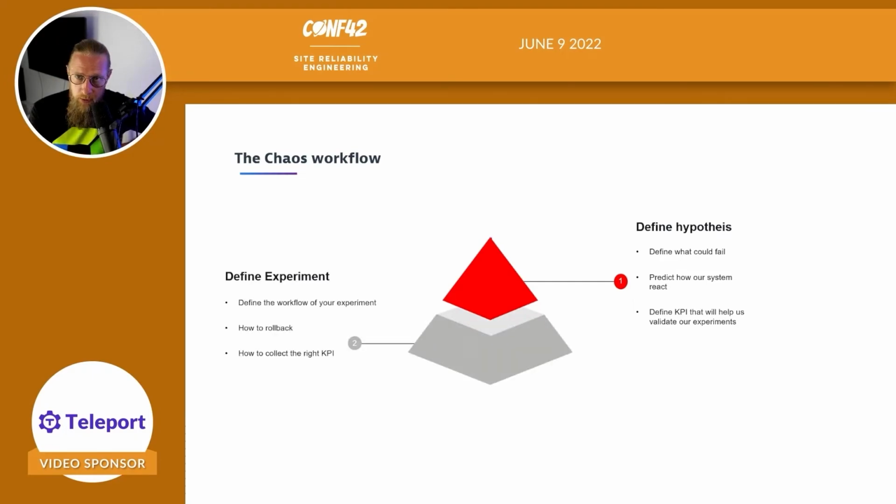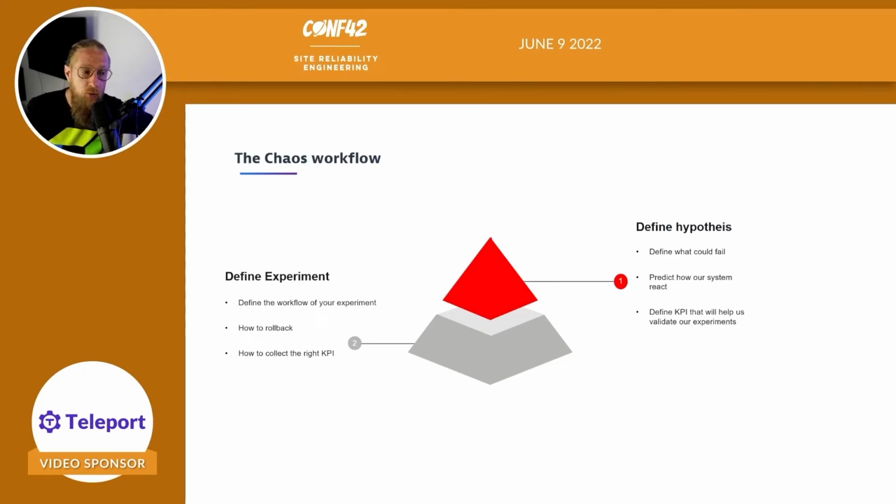Usually an experiment is a workflow of tasks. So first, I want to inject latency between my app and my database, or I want to inject, let's say, packet loss, whatever, basically to simulate network problems. I can restart my app. Basically you define the workflow of this specific situation that you want to test.